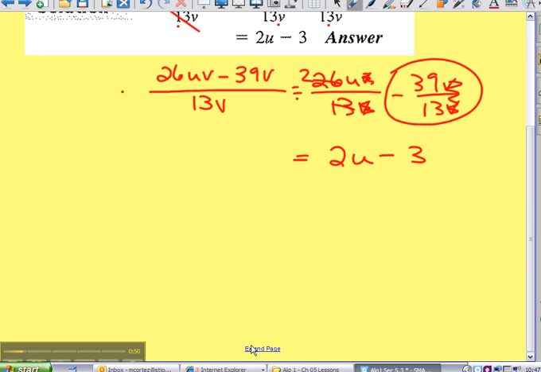Bella, would you say that 26uv minus 39v is divisible by 13v? It is. When we get to example 4, you're going to see that that one's not divisible by what we get. And you'll see in just a minute, but this one is divisible by 13v. Do you also see that 13v times 2u minus 3 gives us this thing on the top?